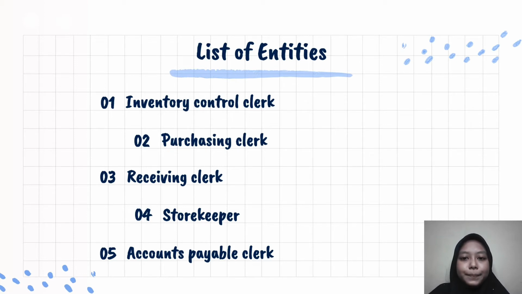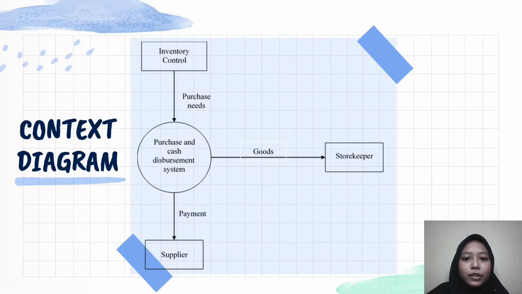the supplier. The context diagram for Sampin and Songkok Enterprise Purchase and Cash Disbursement System has 3 rectangle shapes to represent 3 entities, which are inventory control, storekeeper, and supplier. It also has 1 circle shape to represent the whole process in Purchase and Cash Disbursement System.